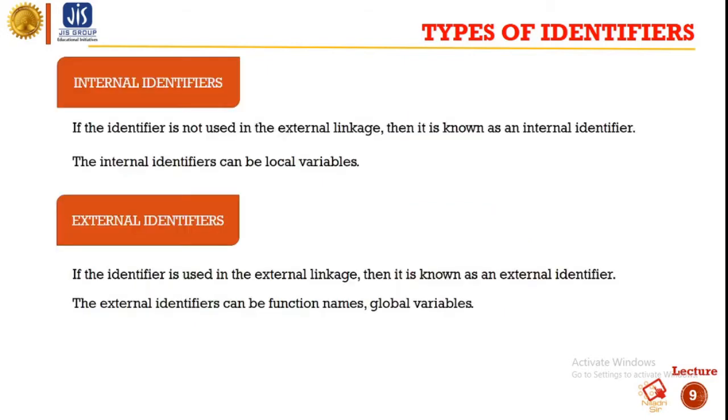So if the identifier is not used in the external linkage, then it is known as an internal identifier. The internal identifiers can be local variables. And what are external identifiers? If the identifier is used in the external linkage, then it is known as an external identifier. The external identifiers can be function names, global variables, etc.